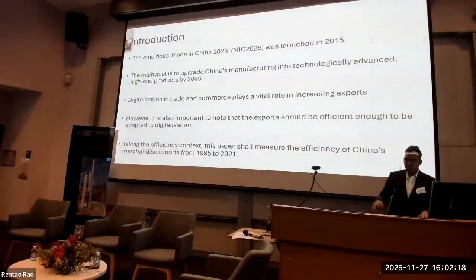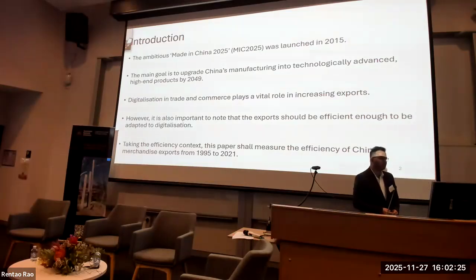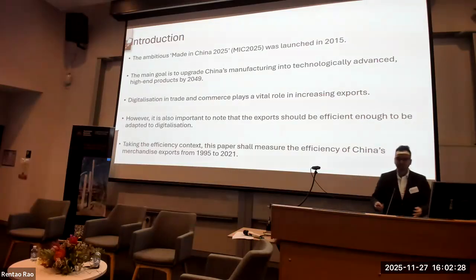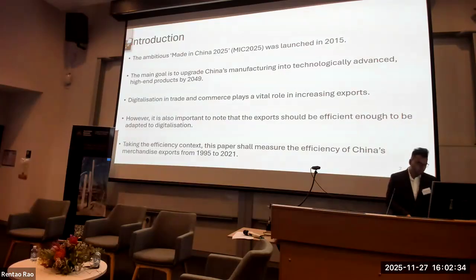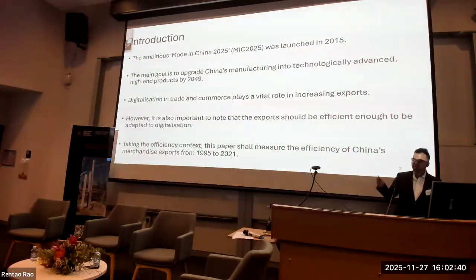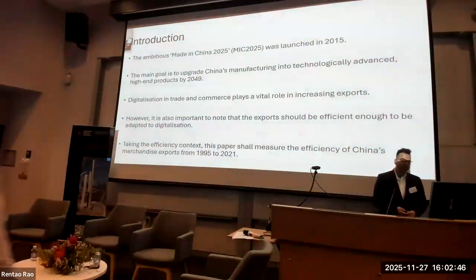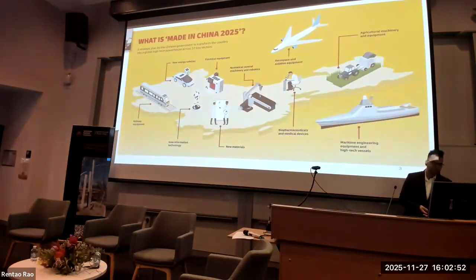So, to introduce the importance of digitalization: it was part of the Made in China 2025 plan to make China's manufacturing into more technologically advanced products, and digitalization was introduced in this plan to play a vital role in increasing their exports. But I have taken this concept of efficiency into this because the export should be efficient enough to adapt to digitalization. So, just an overview of the Made in China 2025 plan across 10 key sectors, including electric energy vehicles, the BYD, new materials, medical devices.